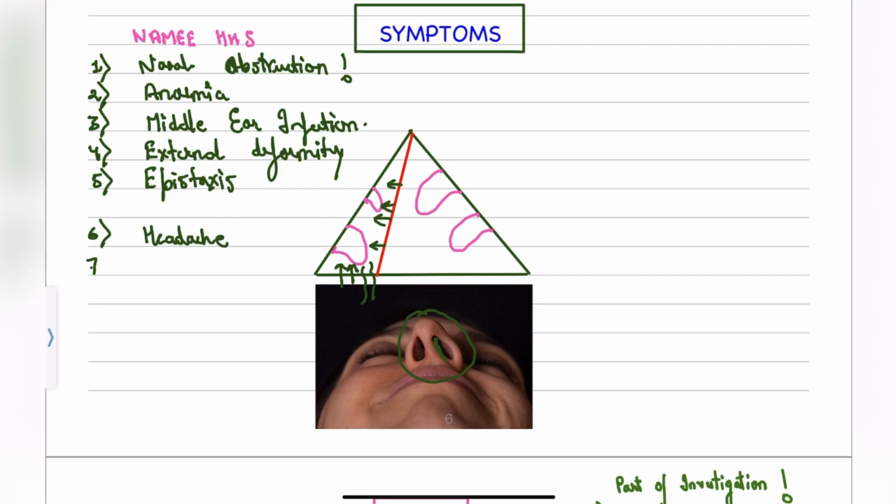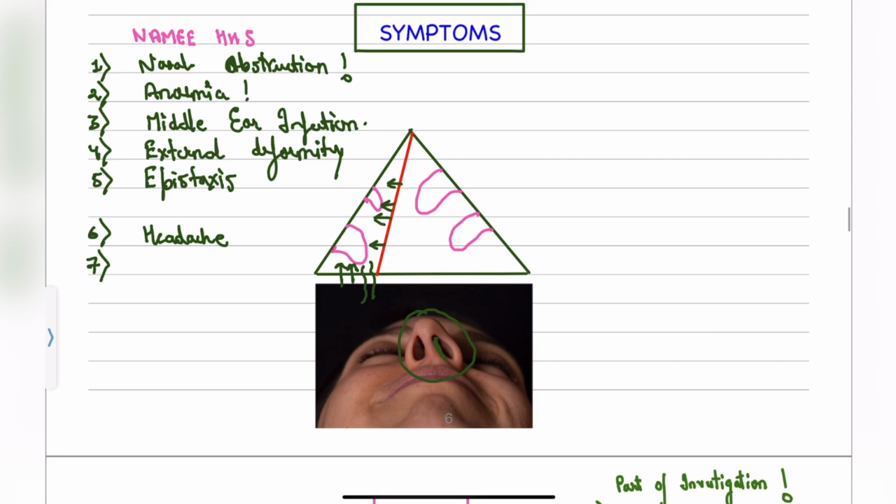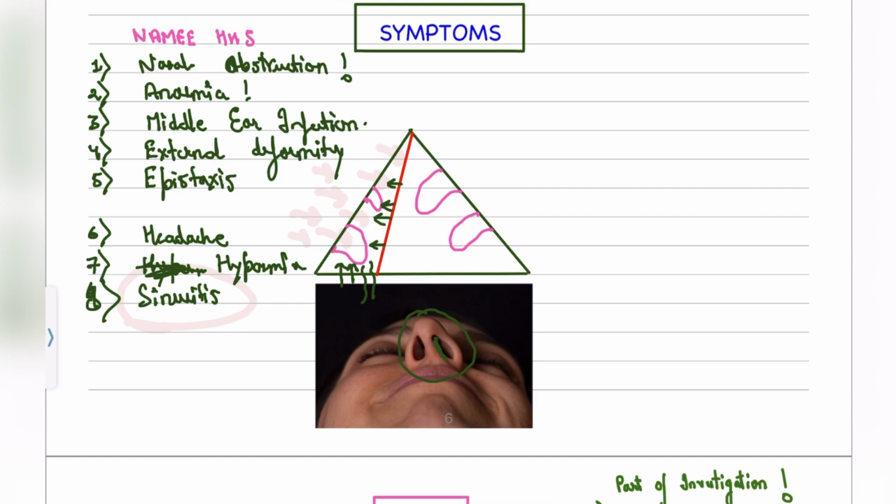Along with headache, there was anosmia. Therefore, there will always be hyposmia. And finally, the eighth option, we have sinusitis. Since drainage is affected on this side, the meatuses are not able to drain the secretions from various sinuses. It would lead to inflammation of sinuses known as sinusitis. Alright, let's move ahead.